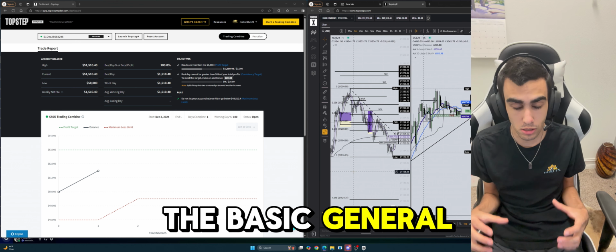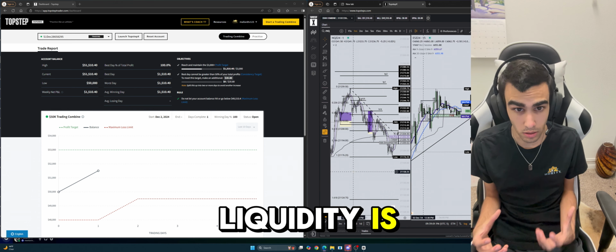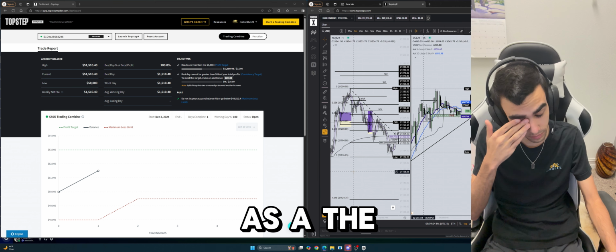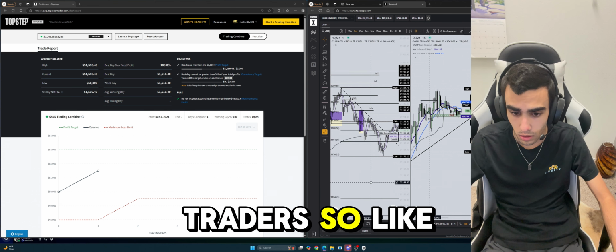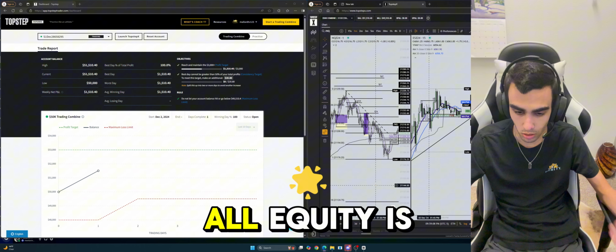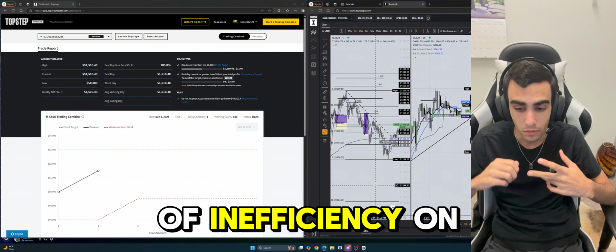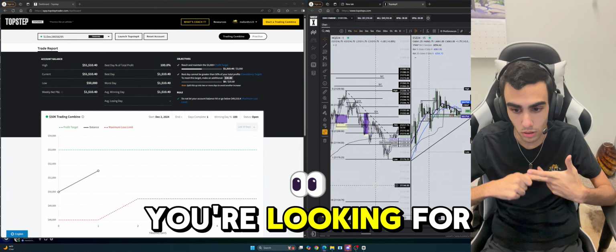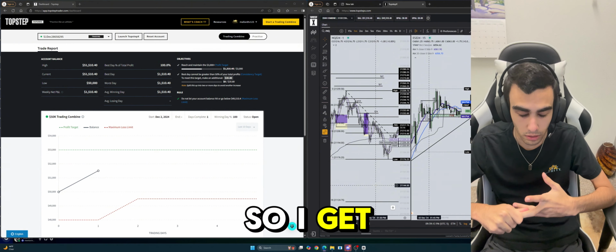I'm just giving you the basic general idea of what liquidity is and how it's important to us, right, as traders. So, like I said, all liquidity is, it's an area of inefficiency on the chart. You're looking for buyers that get taken out or sellers that get taken out. When that happens, then you can enter in your position, okay? And we actually did take a trade today based off liquidity, and I probably will make a trade recap on that, and I'll explain how and why we won that trade, okay?